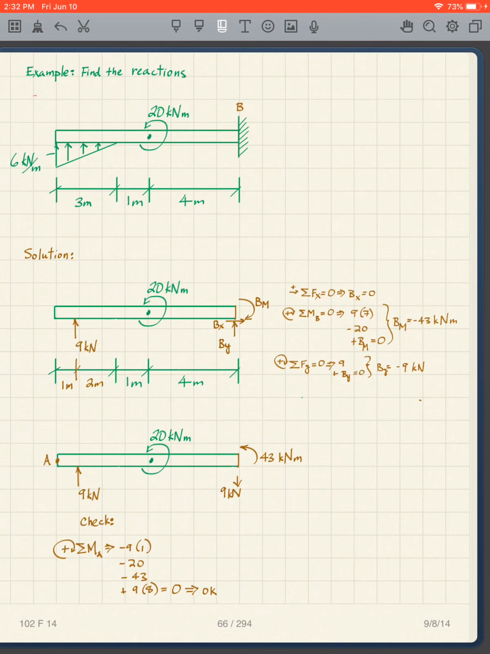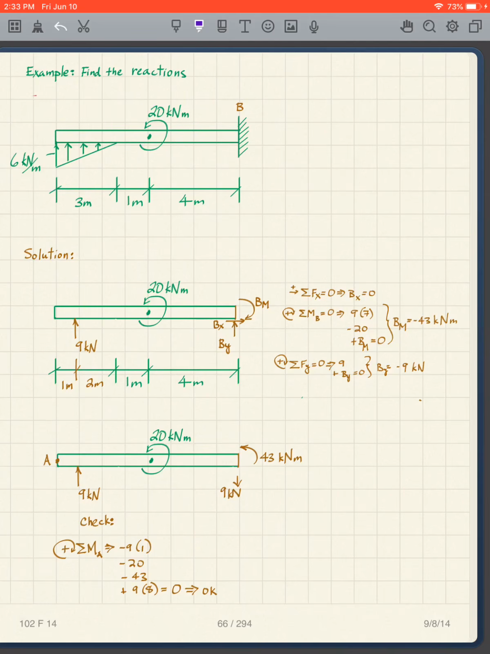I'll do one more example here. So again, find the reactions. Here I've got the fixed end at the right side. Well, what does that do for me? It doesn't really make any complication. I have a concentrated moment here, and I have a distributed load here. So I have to calculate those out.